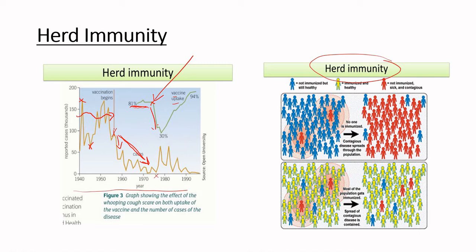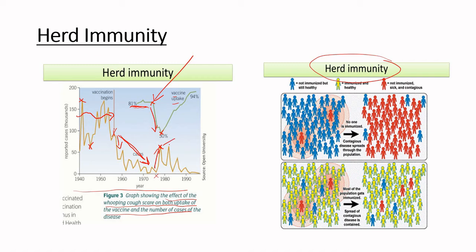So you can see here as the number of people getting vaccinated dropped, the cases of whooping cough started to increase again. And those peaks almost match up there. So the 30% here, so a low percent of the population being vaccinated, corresponded roughly here with a peak in the number of cases. And you can see here it says the effect of the whooping cough scare on uptake of the vaccine and number of cases of the disease.